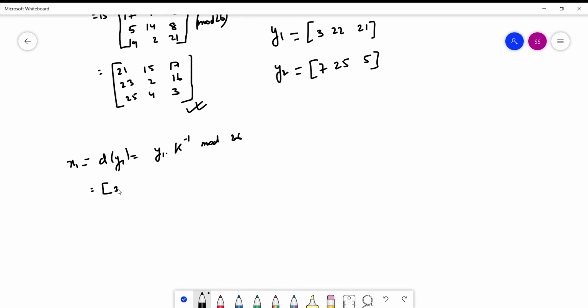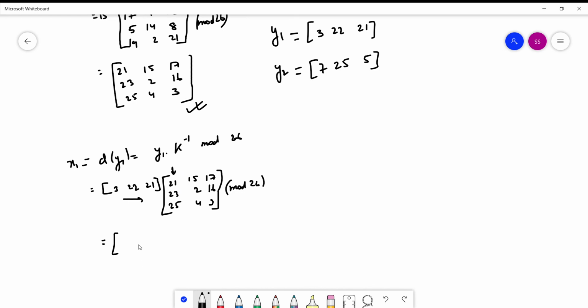Y1 is 3, 22, 21, and my k inverse is 21, 15, 17, 23, 2, 16, 25, 4, and 3, mod 26. Correct? So what I will do, I will multiply this row by the first column.